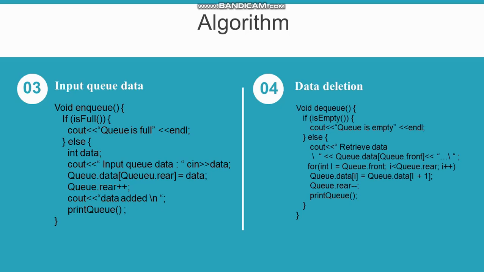Fourth, data deletion. It is still the same as display queue on enqueue. To retrieve or extract data from the queue, first we need to check if there is any data in the queue. Because if there is no data, then data deletion cannot be performed and the program will display the message "queue is empty." But if there is data in the queue, then shift data to the front of the queue, queue.front, and subtract one from the value of queue.rear.